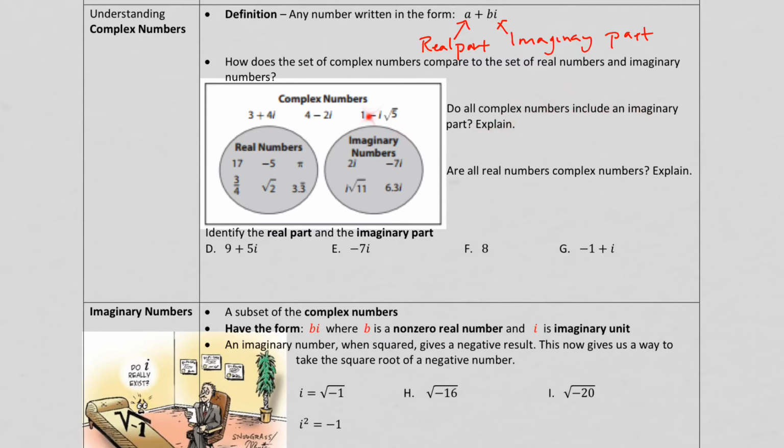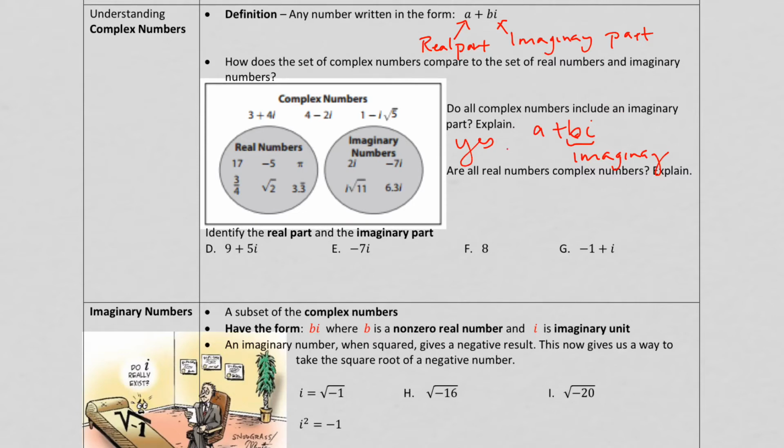Well, if you look at the Venn diagram, all complex numbers do have a real part and an imaginary part. Remember, they have the form a plus bi, and this bi part is the imaginary part. So yes, all complex numbers do have an imaginary part. So here we'd say yes.